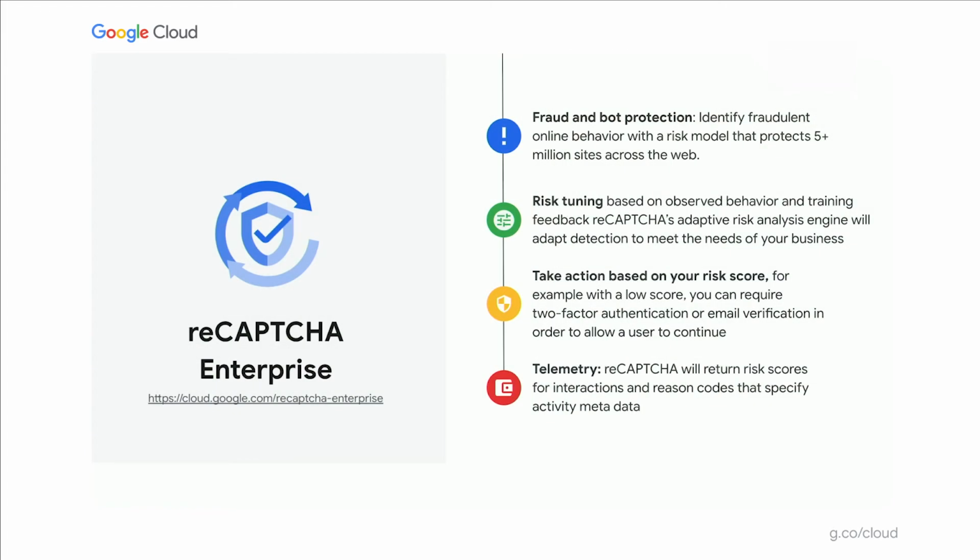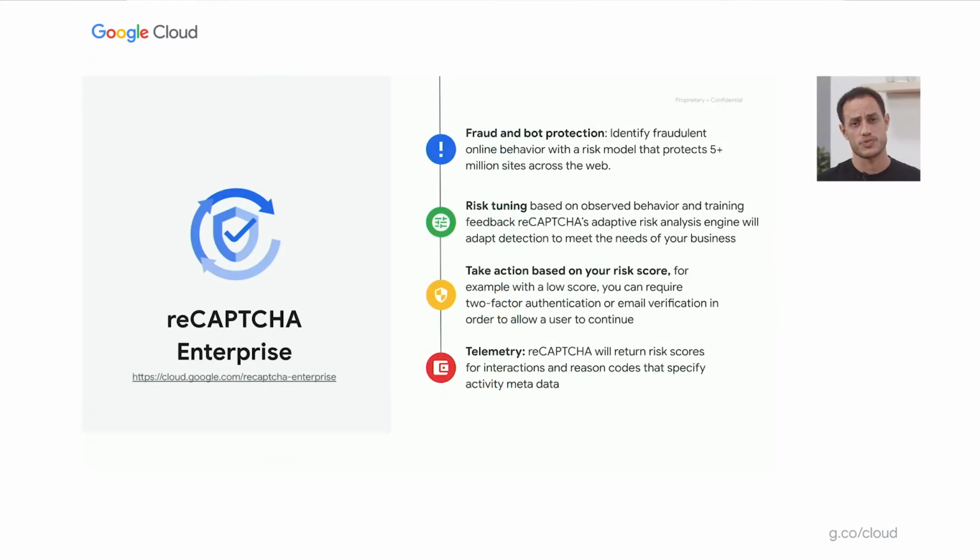reCAPTCHA Enterprise can help you protect yourselves against fraud and bots. It identifies fraudulent online behavior with a risk model that protects over 5 million websites across the web. With tuning based on your behavior and training feedback, reCAPTCHA's adaptive risk analysis engine adapts its detection to meet the needs of your business. You can also act based on your risk scores that are returned by reCAPTCHA. For example, with a low score, you can require two-factor authentication or email verification in order to allow a user to continue. And in terms of telemetry, we capture a risk score for interactions on your website and reason codes, which you're able to either observe on our dashboards or export to your own solution.